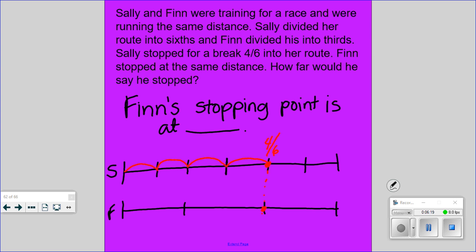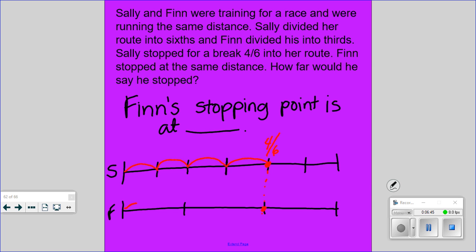He stopped at the same spot, but he did not think of it as 4/6. What fraction is that on his number line? Because it's a little different. 7? It's not 3/6. Nope. What am I counting with on Finn's number line? I'm counting thirds. Let's count them.